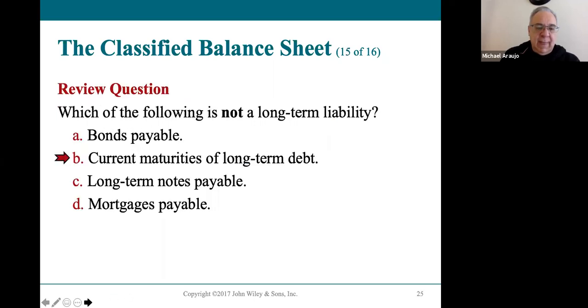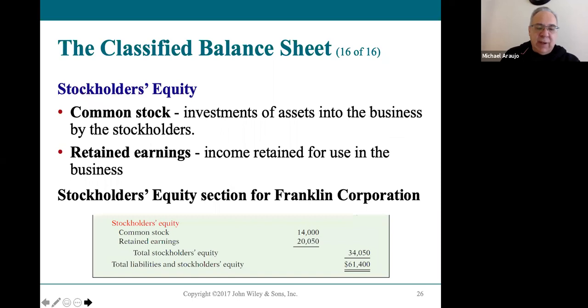And of course, there's nothing going on with stockholders' equity. It's always the same. Always these two accounts you have to know for sure.